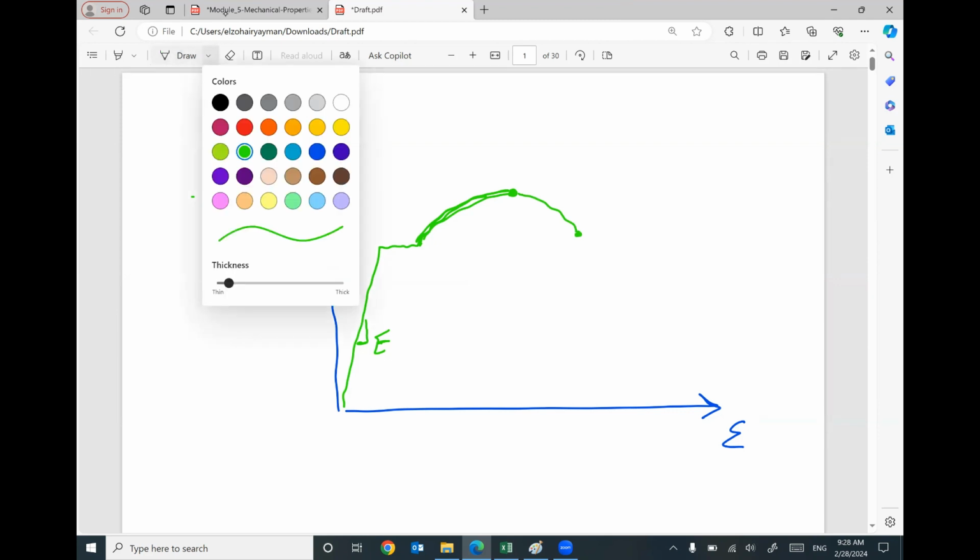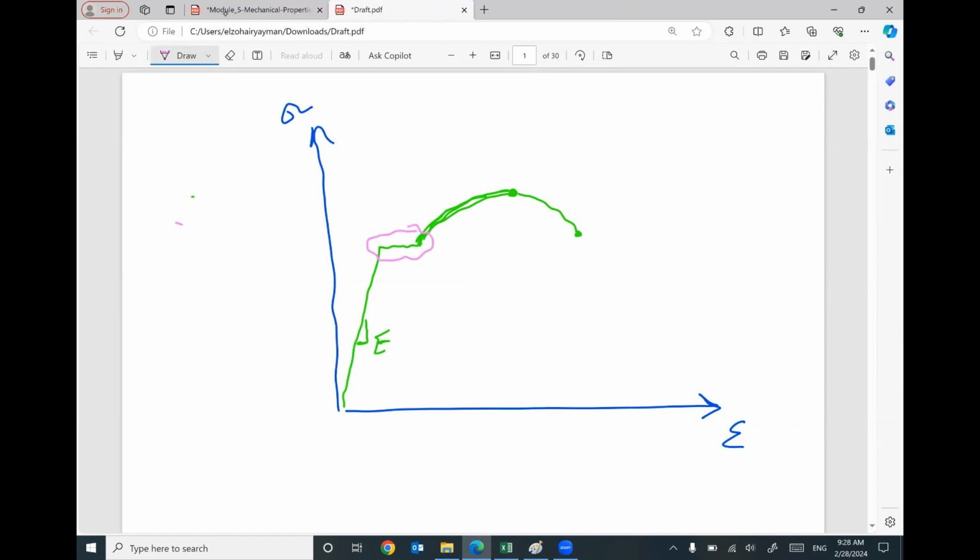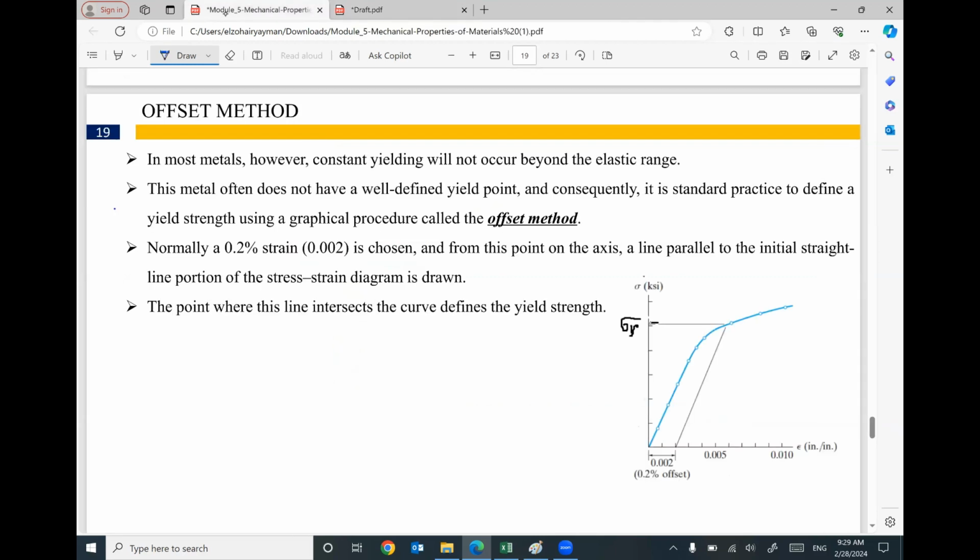Sometimes this plateau does not exist. The yielding behavior of the material is not clear enough to figure out this is the value of the yielding stress or sigma yield, whatever the symbol. So by the end of the linear relationship, we should have this plateau, and this plateau is very clear that we have yielding. But sometimes we don't have this clear indication of yielding.